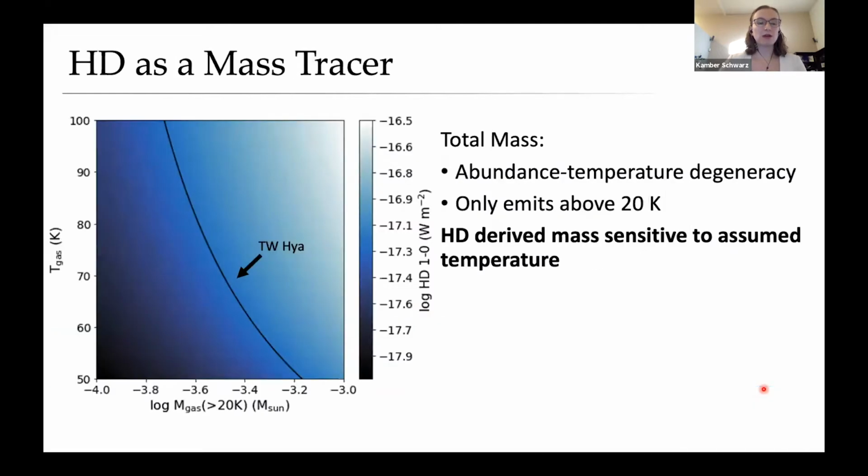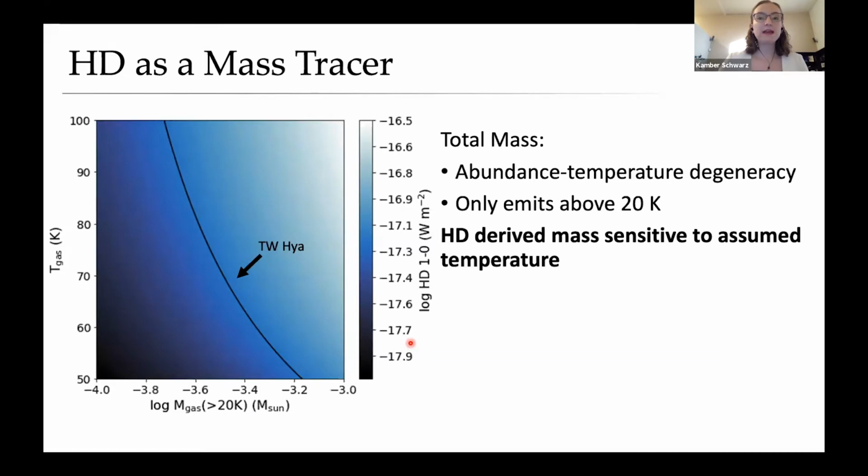Now, a quick word on the utility of HD as a mass tracer. If you're using HD emission to try to pull out a mass, there is a strong degeneracy between the abundance of HD and the temperature you assume, shown here. This black line shows all of the solutions that match with the observed flux for TW Hydra. In addition, HD is only going to emit from gas that is warmer than 20 K. So HD-derived gas masses are going to be extremely sensitive to the temperature structure of the disk that you assume.